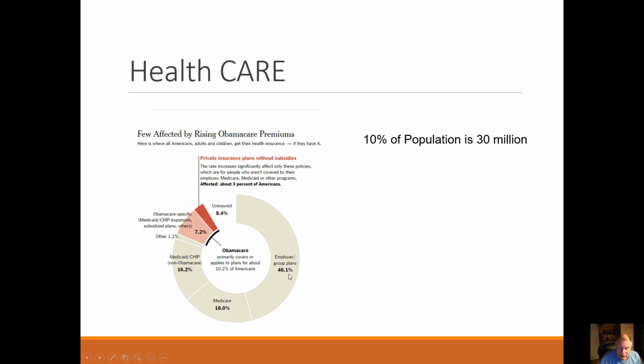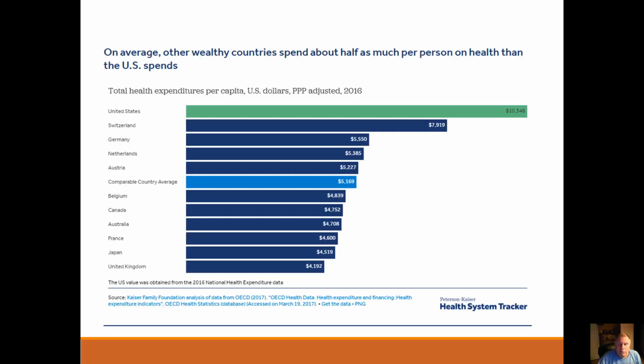When we look at this, 46% of Americans are covered by employer group plans. Medicare, which is for seniors, is 18%. Medicaid, provided by the states, is 16%. Obamacare is about 7.2%. And then the uninsured is still about 8.4%. So you probably got 60 million people that could be negatively affected by that in the healthcare space.